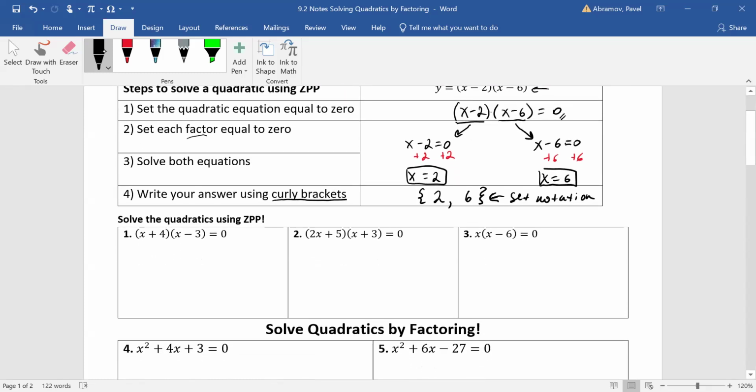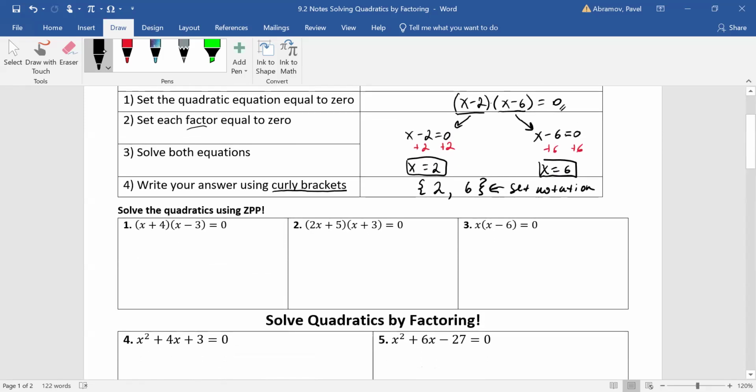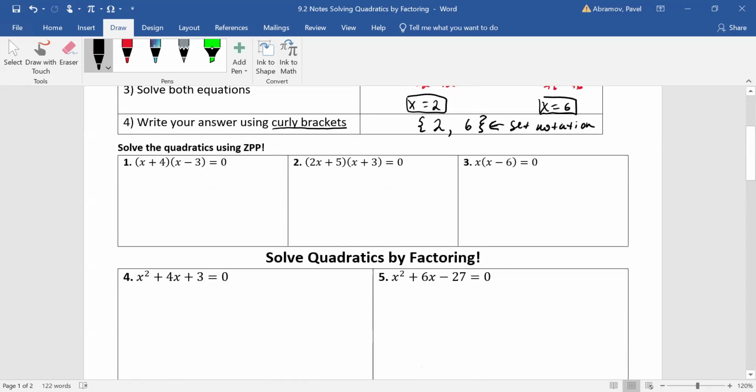Okay, so right now let's do a few more examples using the zero product property. Now, what's very important to realize is that this works only if the result is 0. It will not work with any other number. So we have an example 1, x plus 4 times x minus 3 equals 0. So we set each one of these factors equal to 0. So we'll have x plus 4 equals 0, and then we'll have x minus 3 equal to 0.